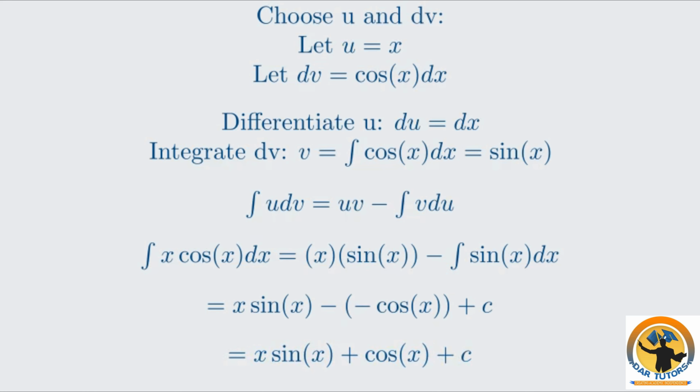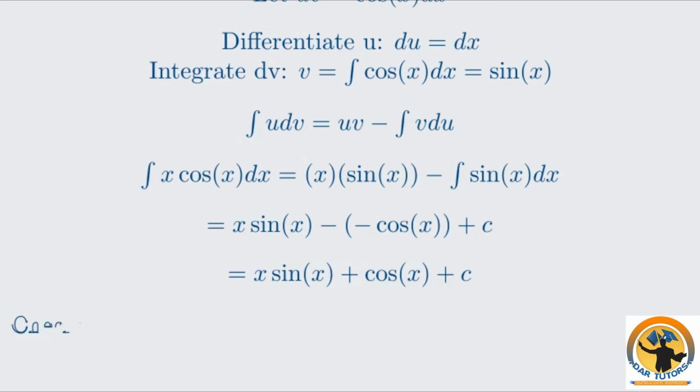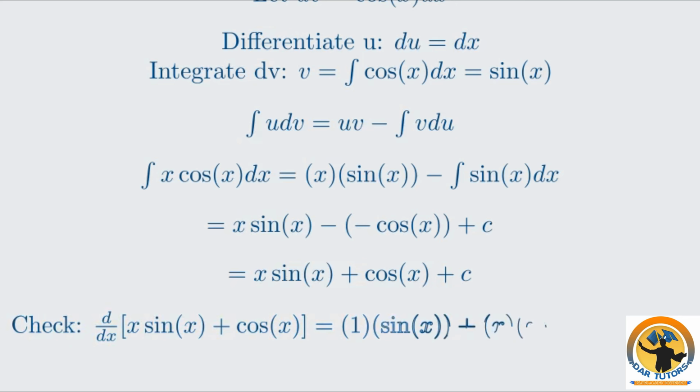Let's check this by differentiating. Using the product rule on x sine of x gives sine of x plus x cosine of x. The derivative of cosine of x is negative sine of x. The sine of x terms cancel out, leaving us with x cosine of x, which is our original integrand. The solution is correct.